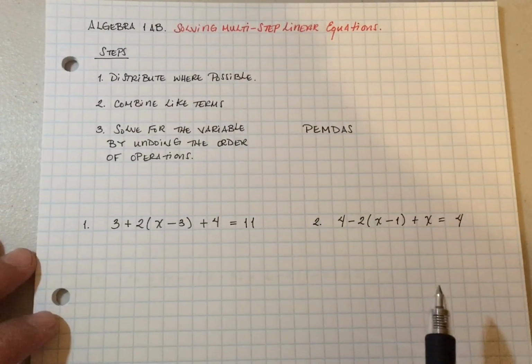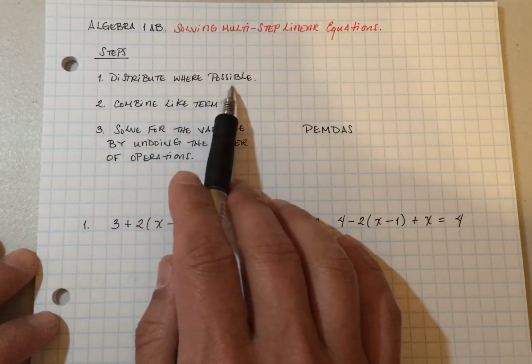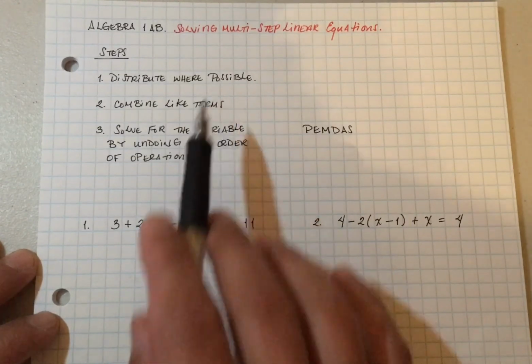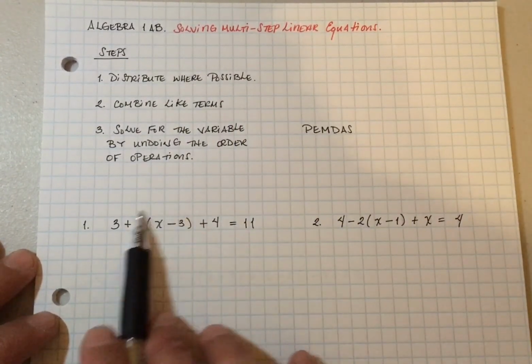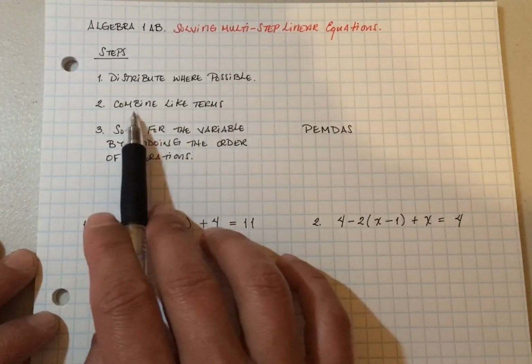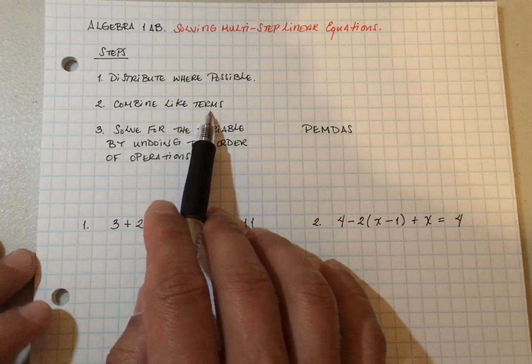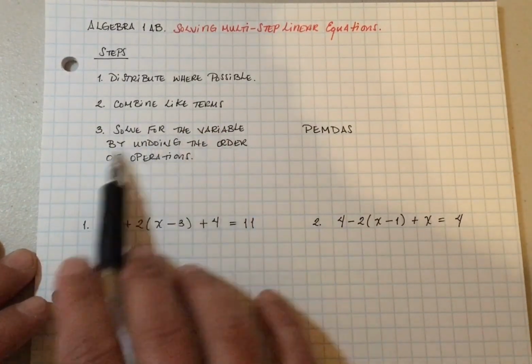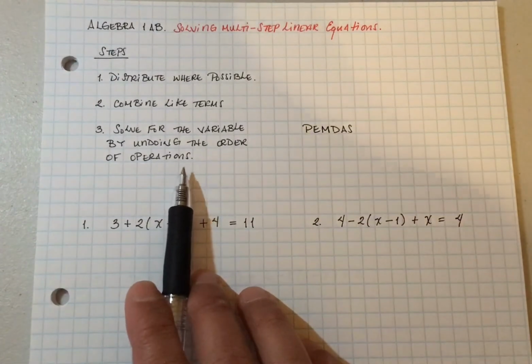So the first thing you guys want to do is make sure you distribute wherever possible. Okay, and you're going to be able to see it by the parentheses. And then you want to combine like terms as much as you can. And then lastly, you want to solve for the variable by undoing the order of operations.